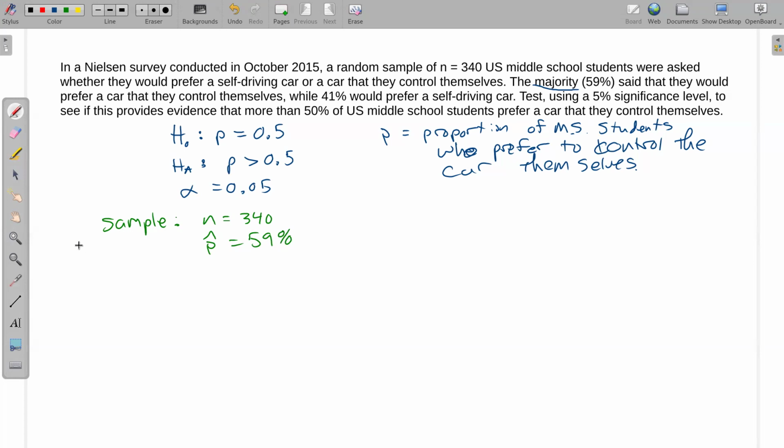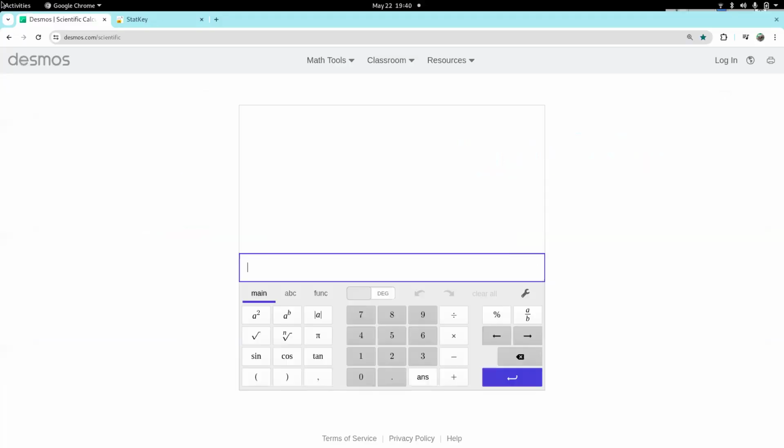To use the central limit theorem here, we should first check that this meets the conditions of the central limit theorem. The conditions are that the favorable count is greater than 10 and the unfavorable count is greater than 10. The favorable count would be the number of students who said, I prefer to drive the car myself, and then the unfavorable would be the rest of them. So let's check that on the calculator just to make sure they're both greater than 10. Based on the sample size, I think we're going to be okay here.